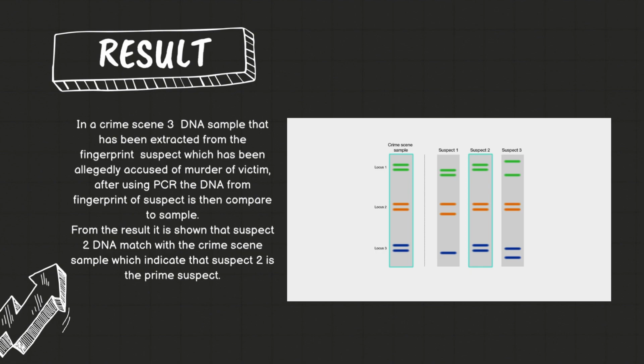Upon the comparison, if the DNA extracted from the suspect's fingerprints, which is referred to as suspect 2, matches the DNA sample found at the crime scene, it strongly suggests the involvement of suspect 2 in the crime. This match indicates significant connections between suspect 2 and the scene of the crime, raising suspicion regarding the potential role in the murder of the victim. The matching DNA profiles provide crucial evidence linking suspect 2 to the crime, potentially implicating them as the prime suspect in this investigation.